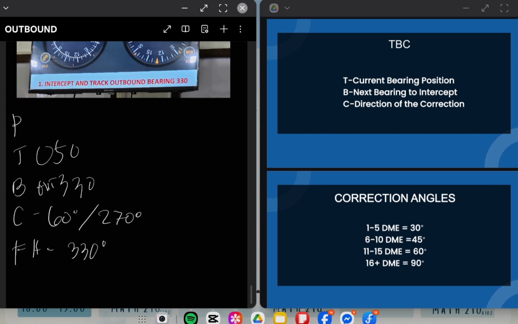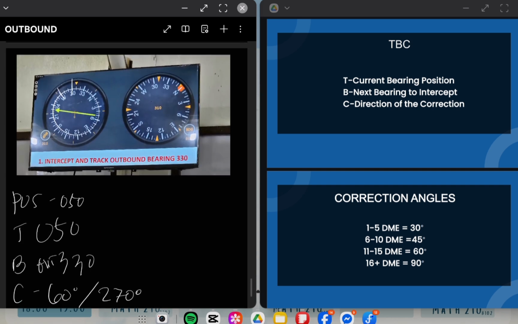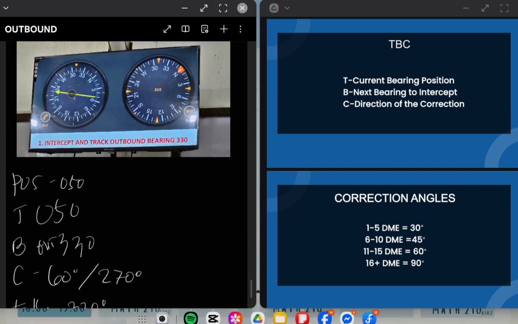So, that's really it. This is as simple as it can get for outbound bearing. Outbound is one of the easier ones to do when you're trying to intercept and track.